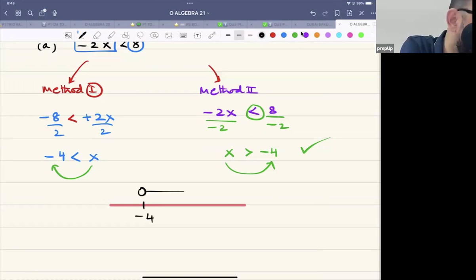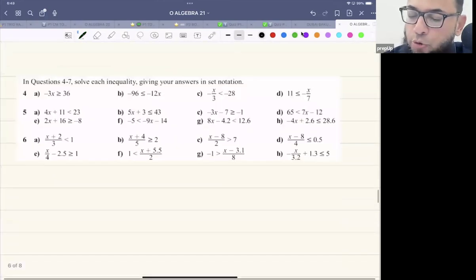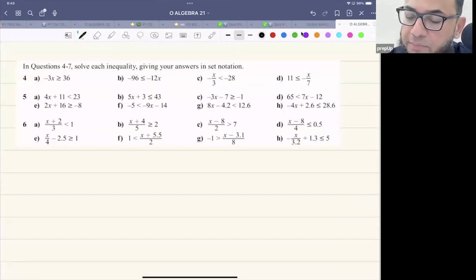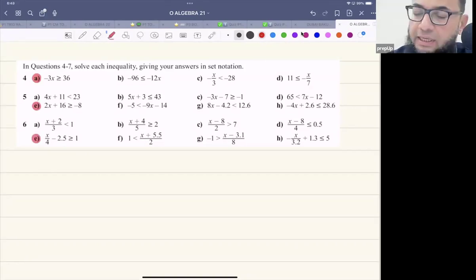All good, all clear? Okay, let's move on. Now you have to solve this inequality. Let me mark some of the questions so you can try it out. 4 part A, 5 part E, 6 part E. Try these 3 questions out.